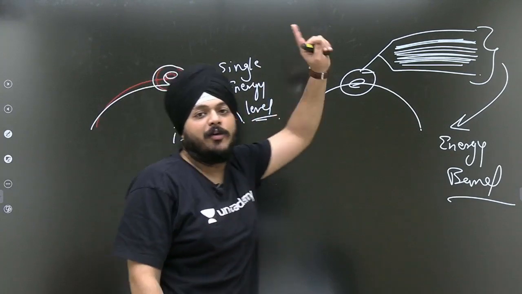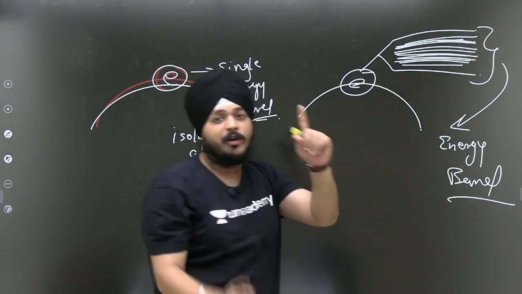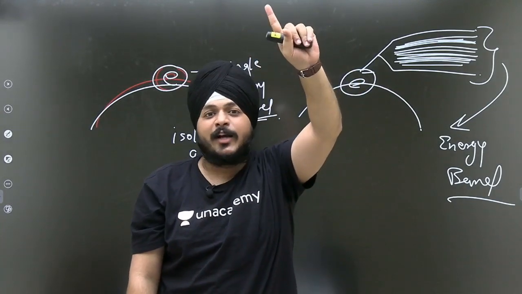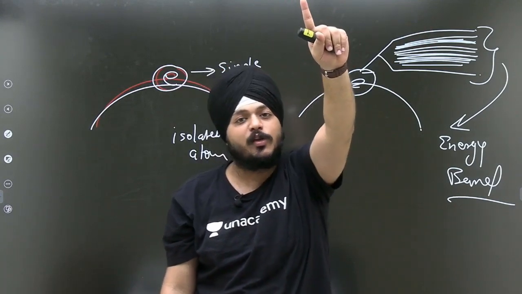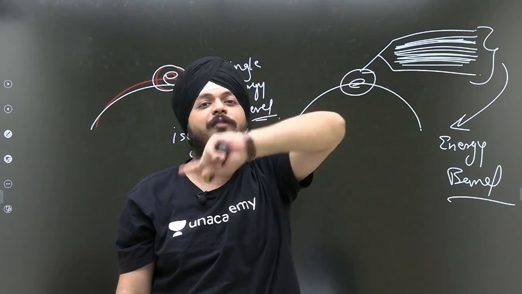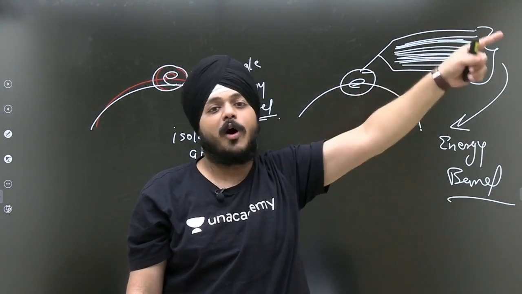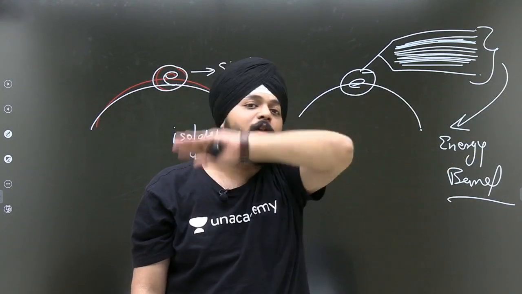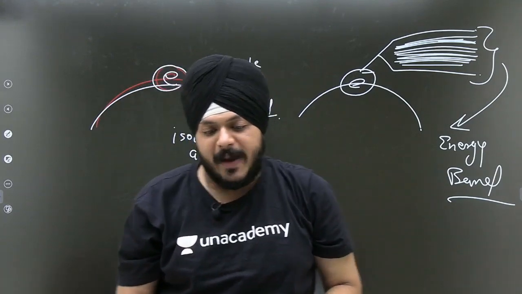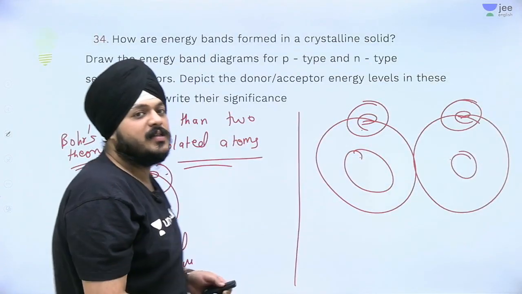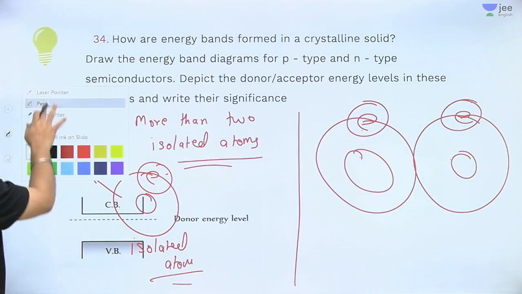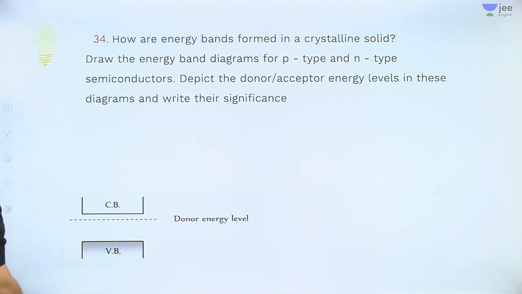If I am talking about 1 mole of sodium, then according to the electronic configuration we have 1 electron in the 3s outermost orbit, and in 1 mole we have 6 into 10 to the power 23 atoms. So all of those outermost electrons of all the Avogadro number of atoms will not have the same energy level, and they will combine to form bands, and those bands are known as energy bands. Okay guys, so this is how energy bands are formed in a crystalline solid, and this is the diagram. Sorry for that, I am rubbing here. Okay, see, this is the diagram.